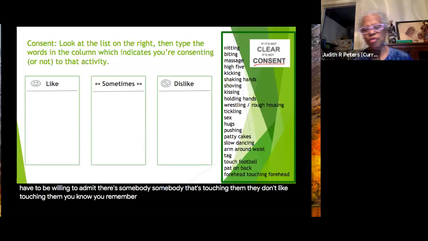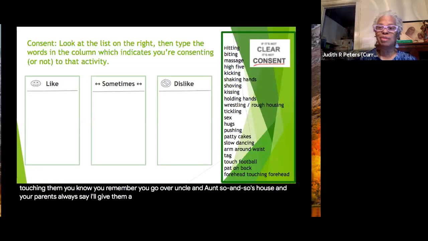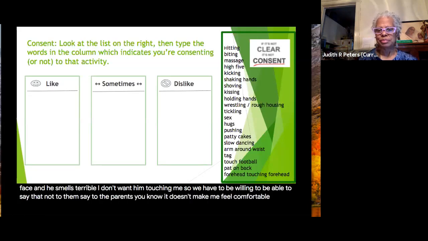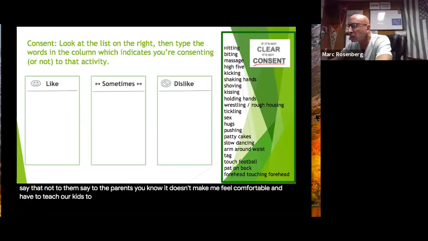You remember you go over to Uncle and Aunt so-and-so's house and your parents always say, oh, give them a kiss. You don't want to touch him. He has a gruff face and he smells terrible. I don't want him touching me. So we have to be willing to say that, not to them, but to the parents: that doesn't make me feel comfortable. We have to teach our kids to do that.